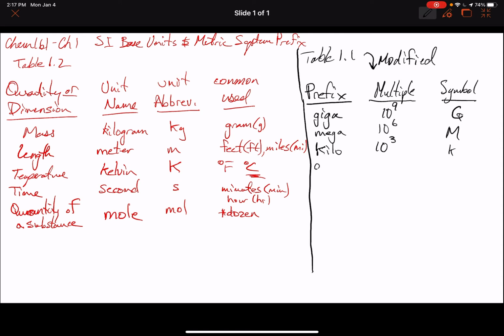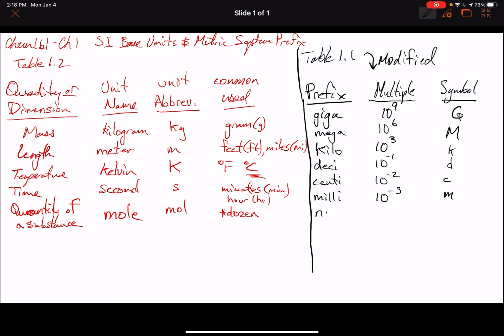Our next one is going to be the deci. That's going to be 10 to the minus 1, and this is a lowercase d. Our next one is going to be the centi. This is 10 to the minus 2, and we're going to use a lowercase c there. And our next one is milli, 10 to the minus 3, and a lowercase m for the symbol there.